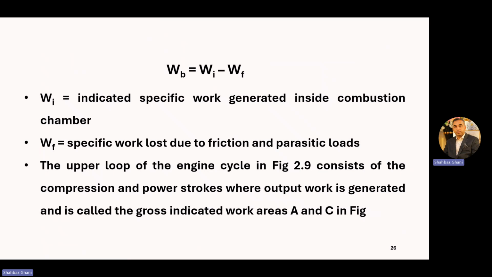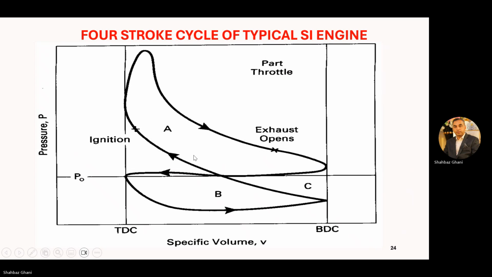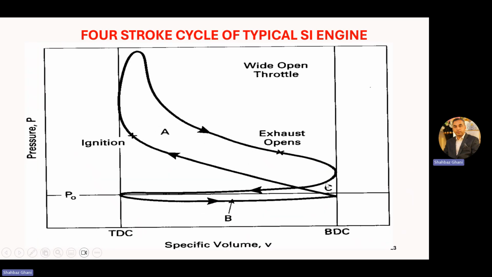Now, the brake power, brake work. Brake work is equal to your indicated work minus friction work. WI is your indicated specific work generated inside the combustion chamber, and WF is your specific work lost due to friction and parasitic load. The upper loop of the engine cycle figure consists of the compression and power stroke where output work is generated and is called the gross indicated work, areas A and C. I am talking about this one, A and C.